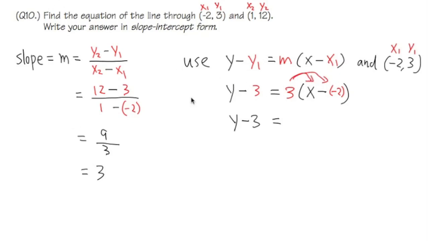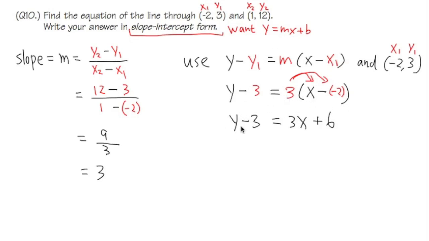And let's see what we get. This is 3 times x, which is 3x. And this is negative times negative, which is positive 2, right? Positive 2. 3 times 2 is equal to plus 6. And finally, the important point you have to make sure of is, for the slope-intercept form, you want to end up with y equals mx plus b. So I distribute the 3 into the parentheses.